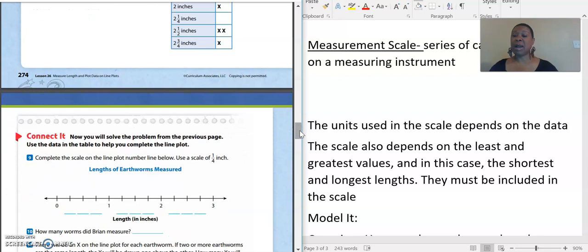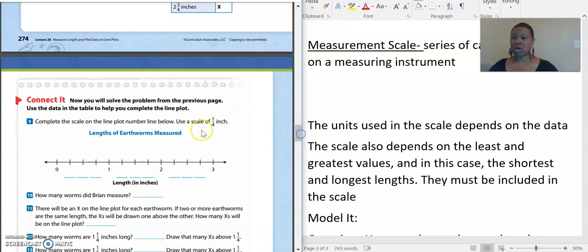Now you're going to solve the problems using the previous information on this page, and use the data in the table to help you complete the line plot. So complete the scale on the line plot number line. Use a scale of 1/4. Down here, the lengths of the earthworm measure, and then you have a line plot that's blank for you to plug in.